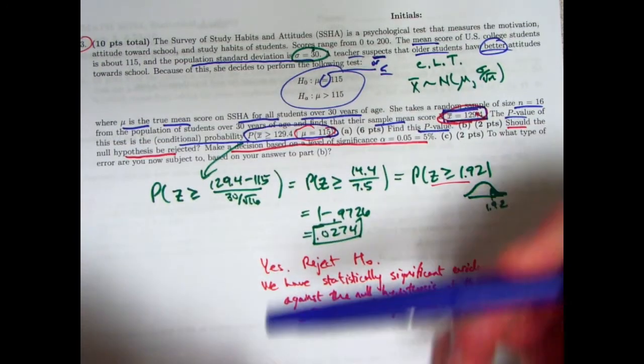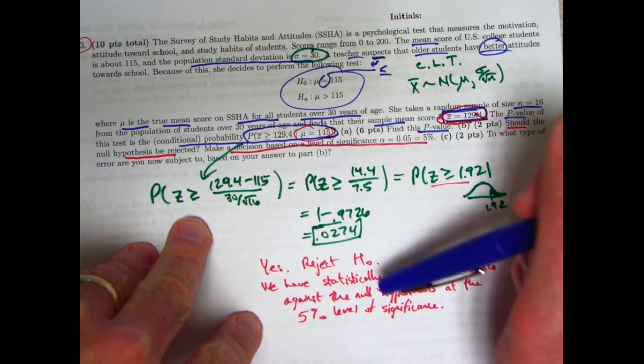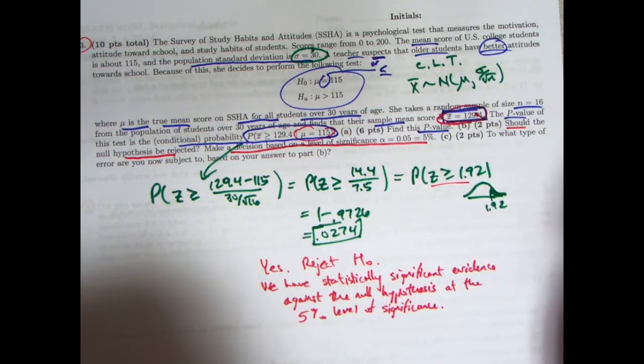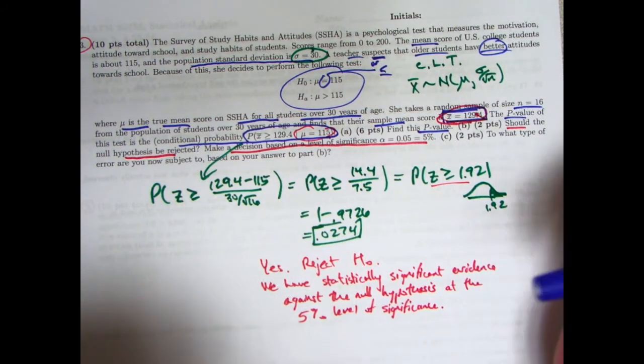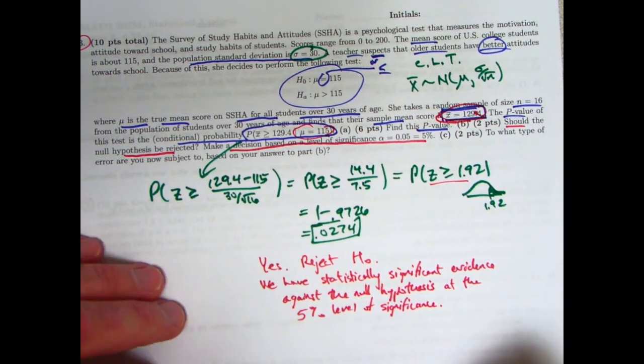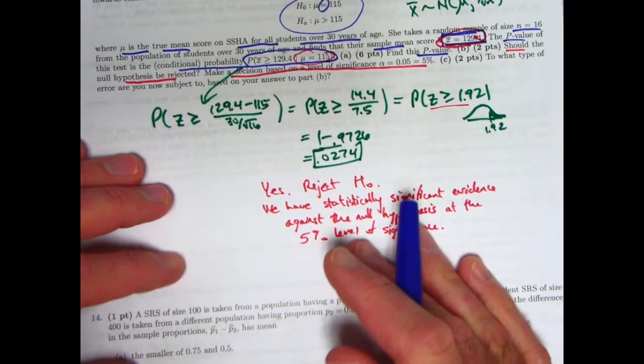I could have also asked, what does it mean? Interpret the meaning of rejecting the null here. It means we think this is false. We think that students over 30 do have higher motivation and attitude levels and study habits. Okay, that would be the practical meaning of it.